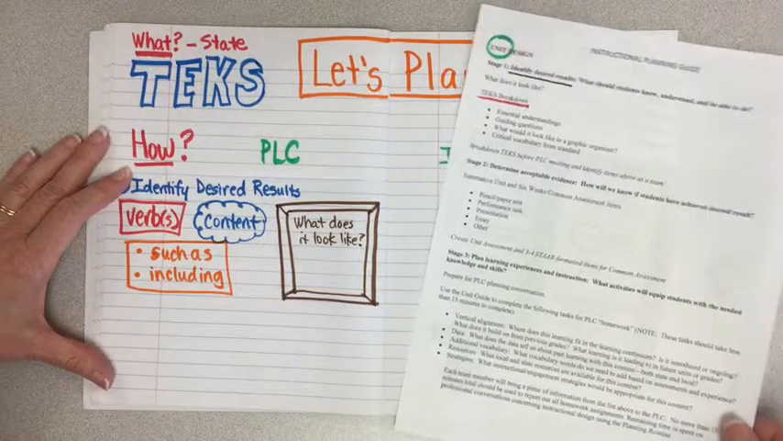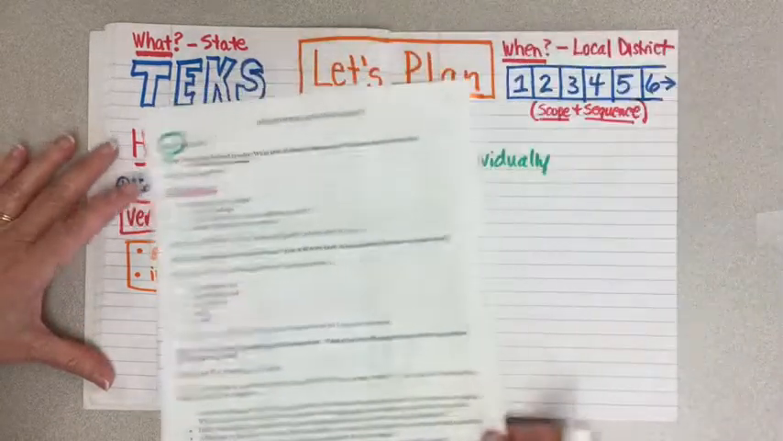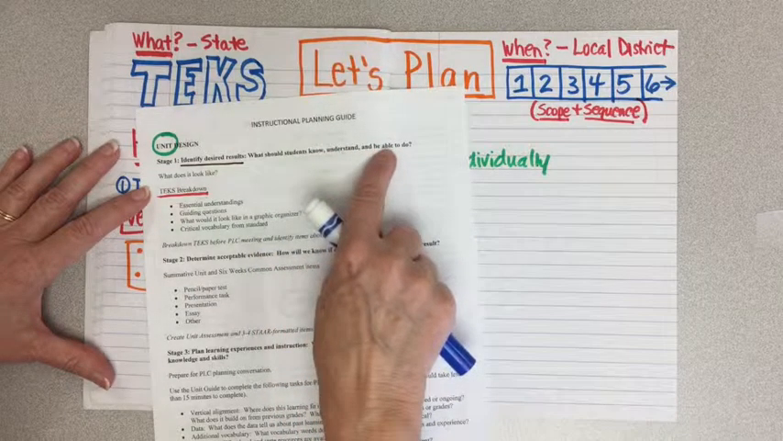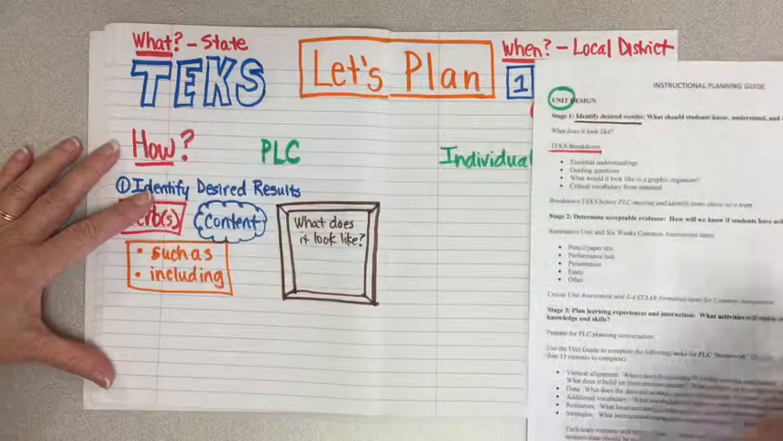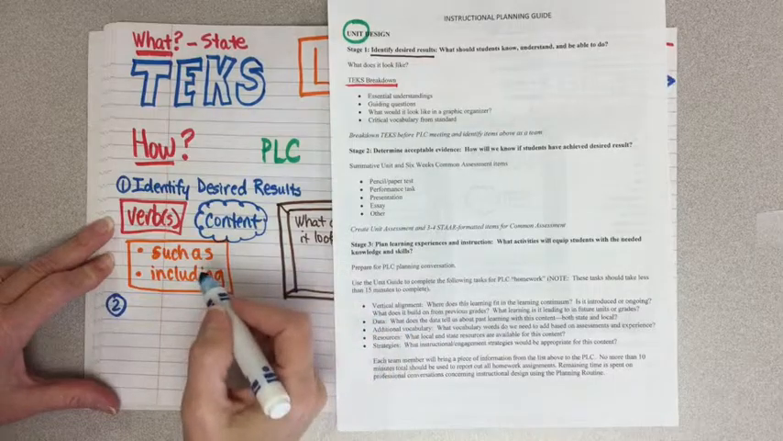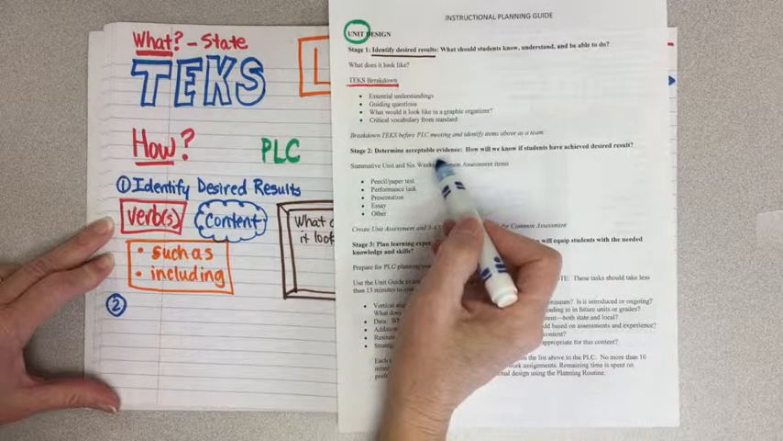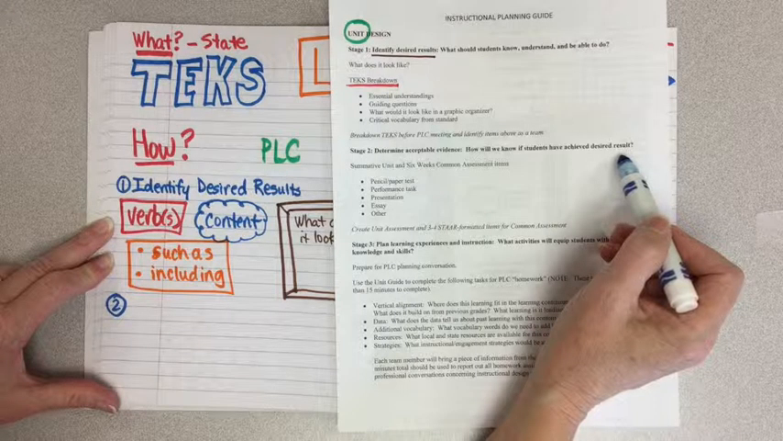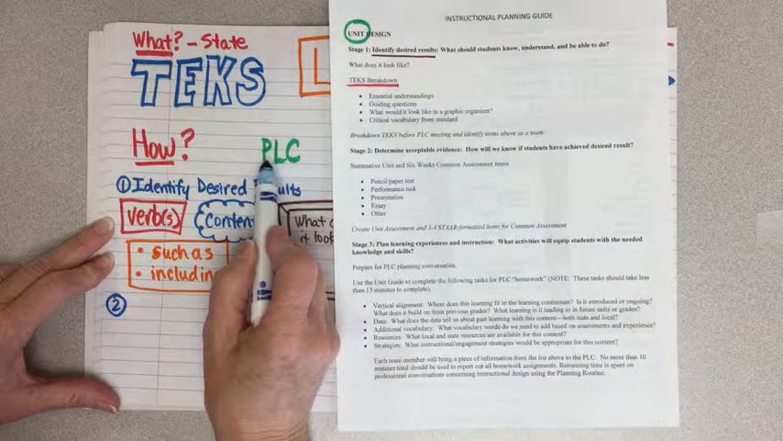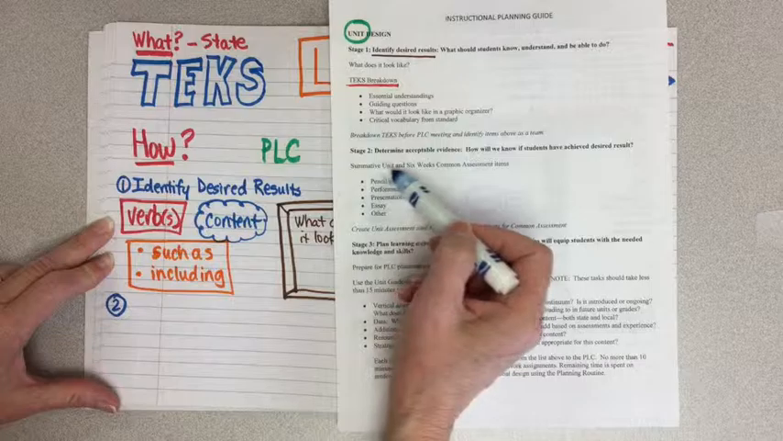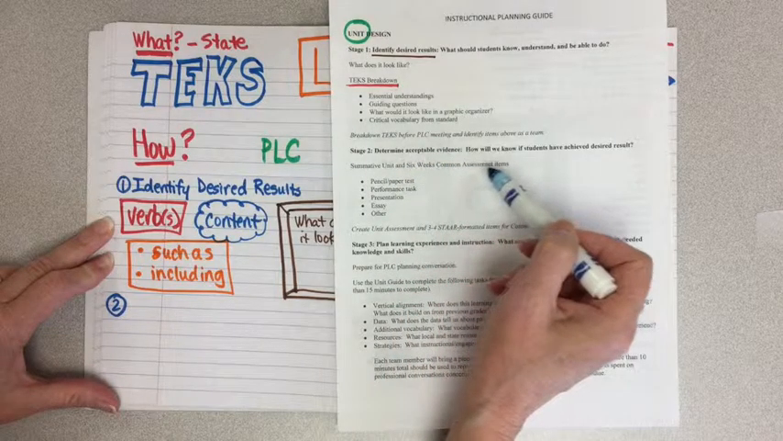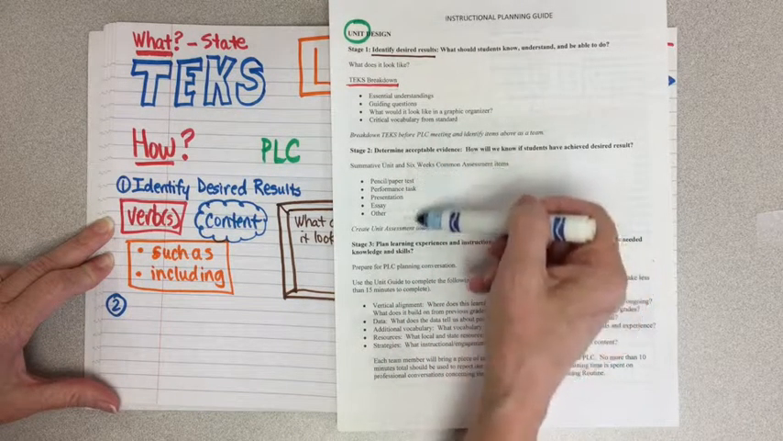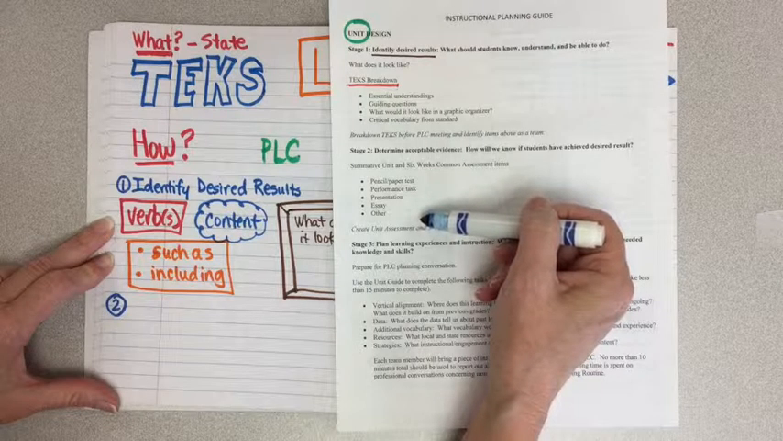So once we've determined what students should know, understand, and be able to do, we've determined what it would look like. Now we're ready to determine the acceptable evidence. How will we know if students have achieved the desired result? This is where in your PLC you will write your summative and your 6 weeks common assessment items. These are just ideas to get you started.